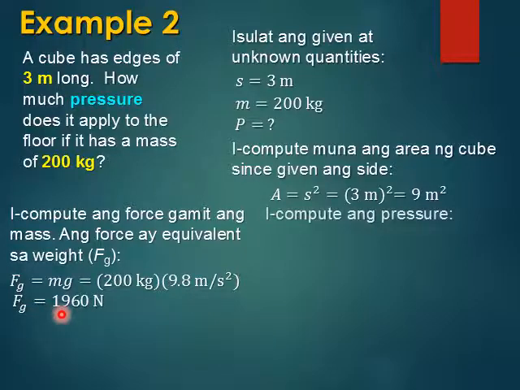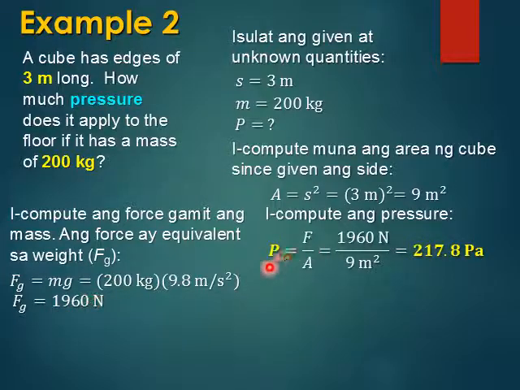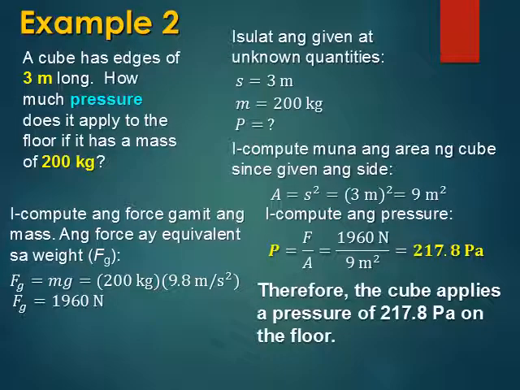1,960 newtons. So, next, i-compute na natin yung pressure. So, since the pressure is equal to force over area, so that's 1,960 newtons divided by 9 square meters. So, you have 217.8 pascals. So, yung newton per square meter equivalent niya ay pascals. So, therefore, the cube applies a pressure of 217.8 pascals on the floor.